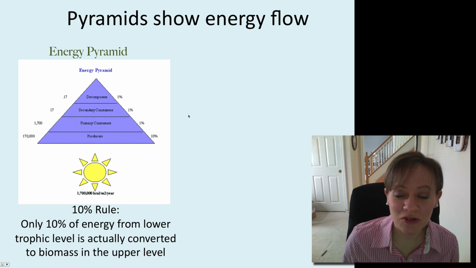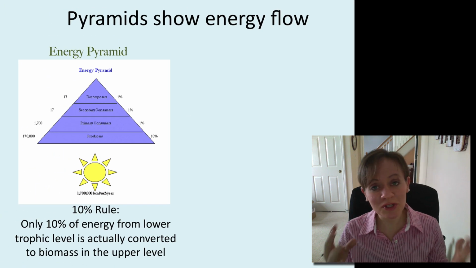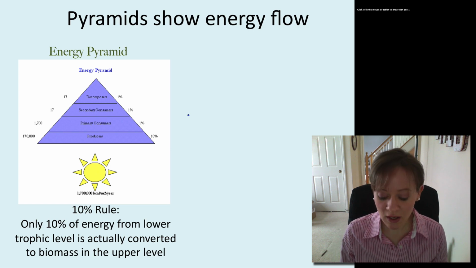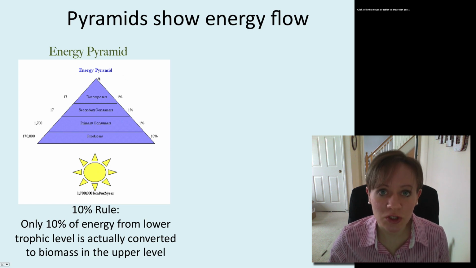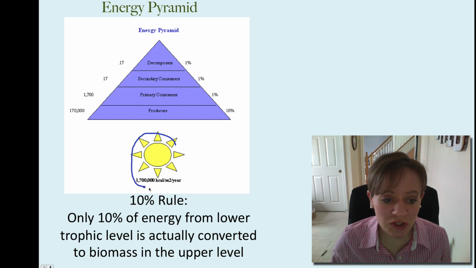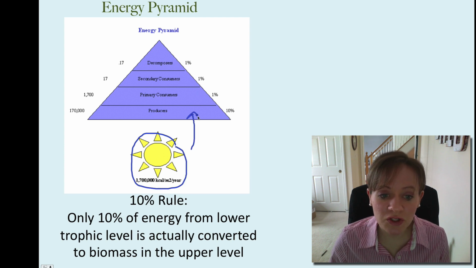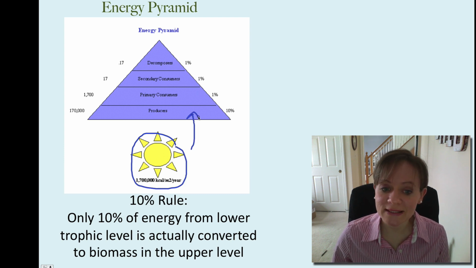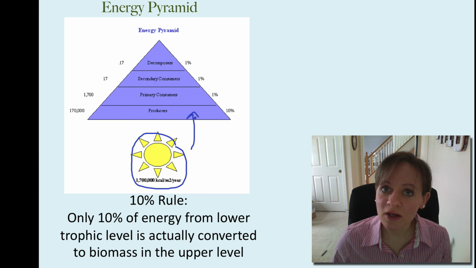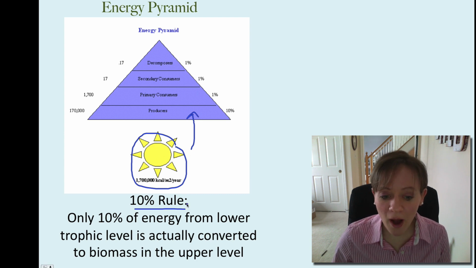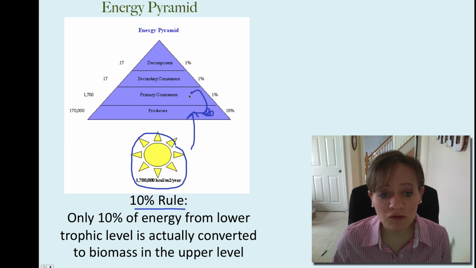Another way to show energy flow are pyramids, multiple types of pyramids. I'm just going to show you two here. This one's very interesting. This is an energy pyramid. So remember, all energy originally comes from the sun, and then it goes directly to the producers or the plants. There is a very interesting rule in ecology called the 10% rule, which states that only 10% of energy from this lower trophic level, all of these little levels are called a trophic level, is actually then converted into biomass in the upper level, in the primary consumer level.